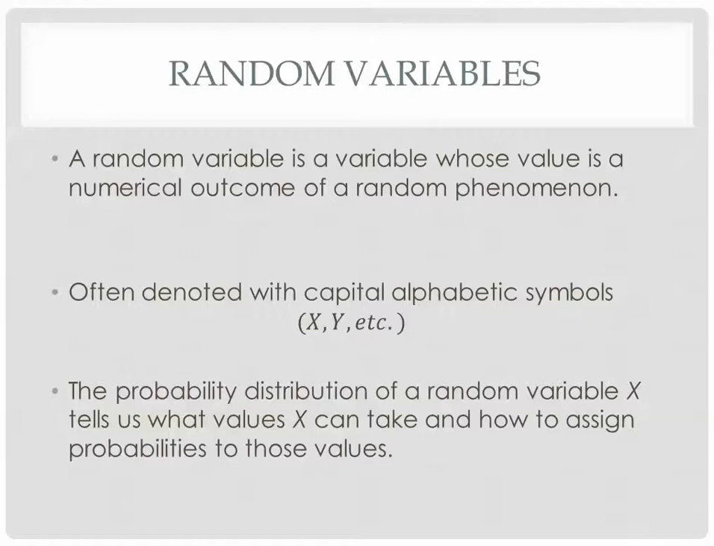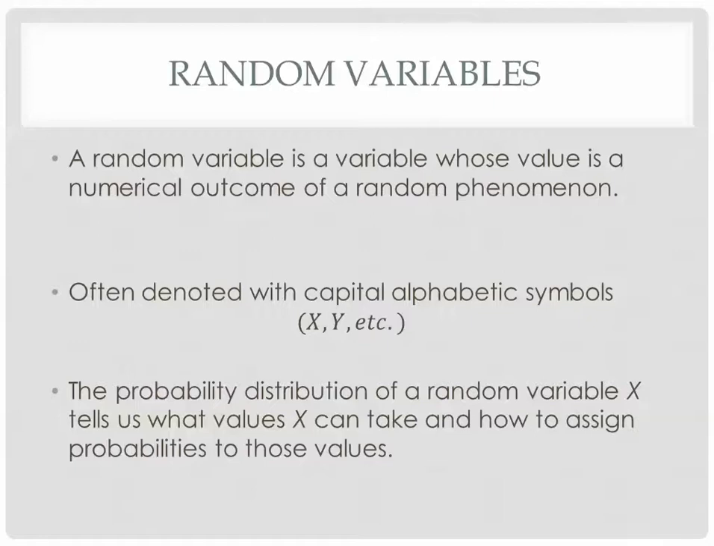We talked about variables at the very beginning of this course. And now we've talked about probability, and we're just going to put the two together and talk about what a random variable is. We talked about randomness also earlier in the course. We're just going to put all these concepts together and say that a random variable is a variable whose value is a numerical outcome of a random phenomenon.